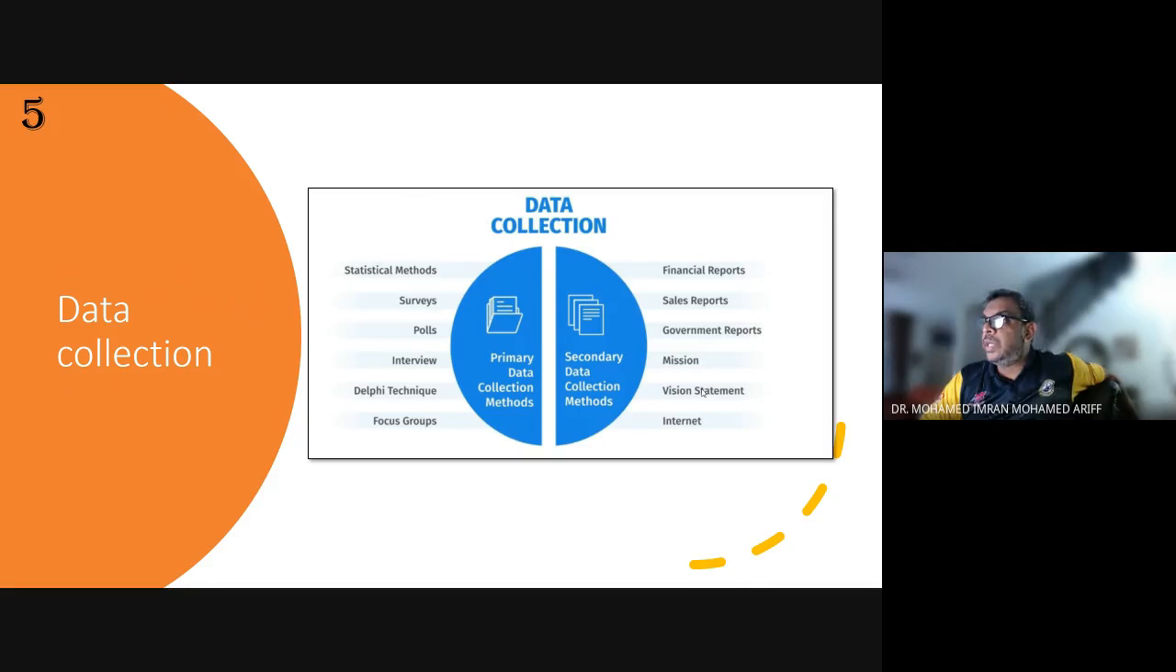Data collection. How are you going to get your data? Focus group. Okay, this is how you get your data. Primary. Kenapa kita sebut primary? Sebab you're getting it from them, mereka. Secondary: financial report, sales report, government report, mission, vision, internet. These are all secondary lah. Contoh, laporan daripada khazanah, itu semua secondary lah. Laporan pada kajian perumahan, those are secondary reports. So you get the report from them.